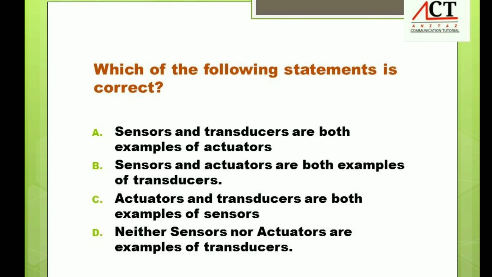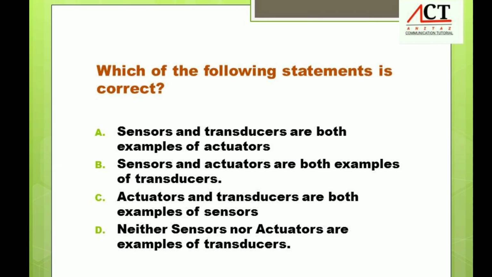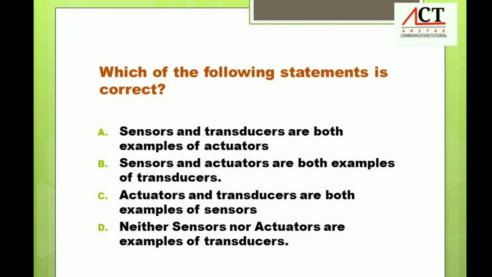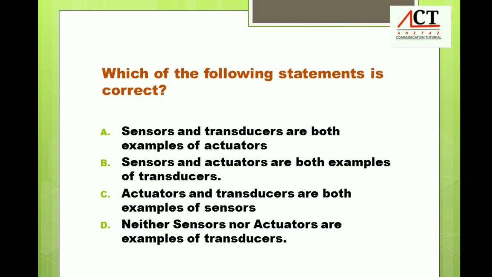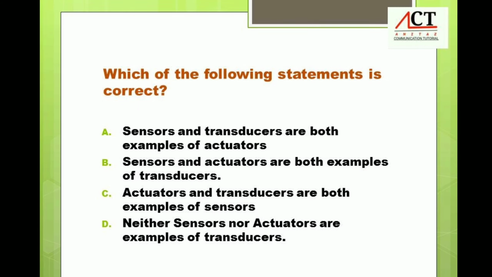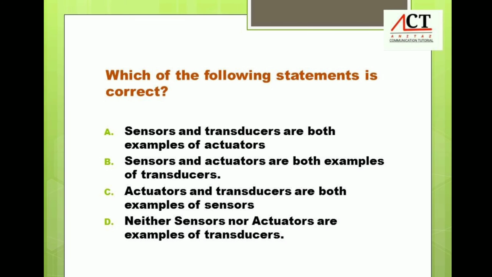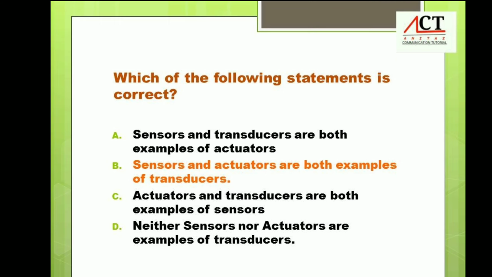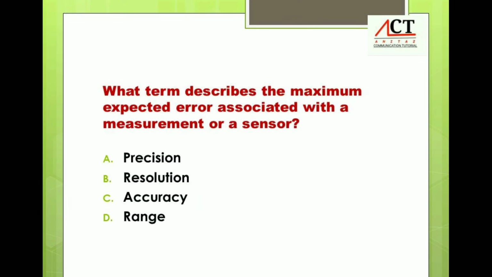The first question is, which of the following statements is correct? Option A, sensors and transducers are both examples of actuators. Option B, sensors and actuators are both examples of transducers. Option C, actuators and transducers are both examples of sensors. Option D, neither sensors nor actuators are examples of transducers. And the correct answer is option B, sensors and actuators are both examples of transducers.